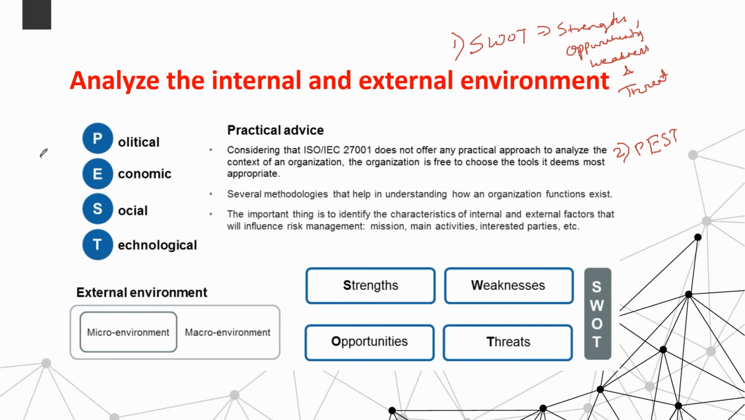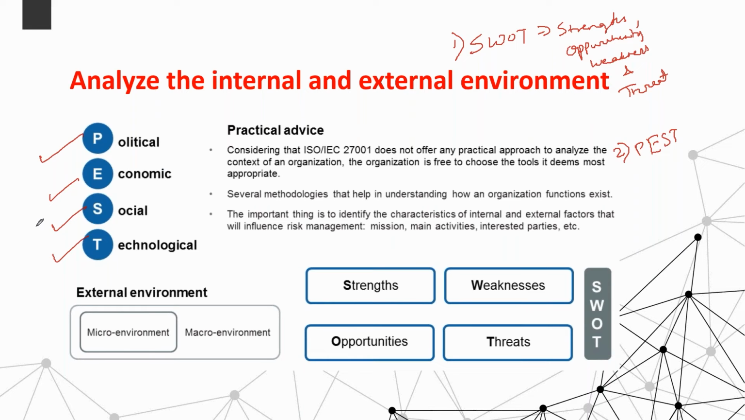Next we have PEST: political, economic, social, technological. Now PEST is going to help us analyze the organization's market forces. What is the opportunity in the following areas: the political area, the economic area, the social area, the technological area. Some authors add two additional categories as well, environmental and legal. Let's understand those as well.